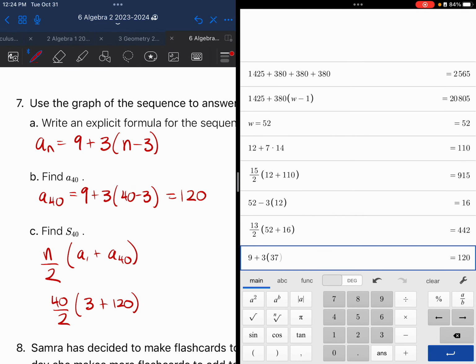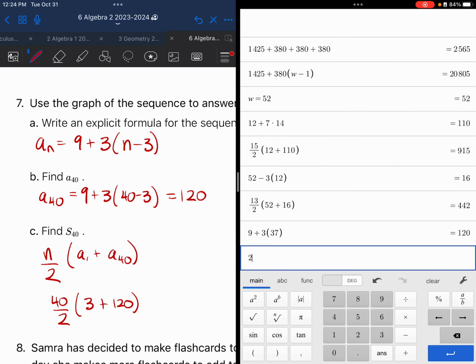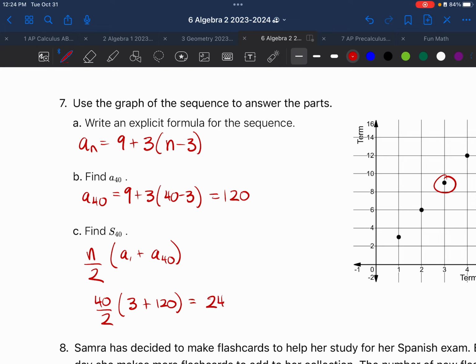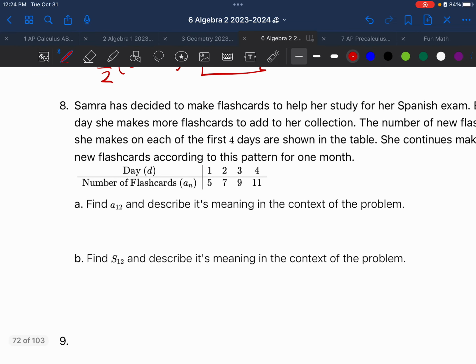This is going to be 40 divided by 2 is 20. 20 times 123, that's going to be 2,460. Anytime we have a bunch of work, we should be boxing our work. Let me check these last 2 answers, and I got them correct. Answer key, got to scroll down a bit, and then I'm on to number 8.